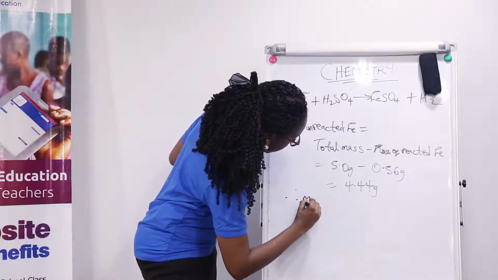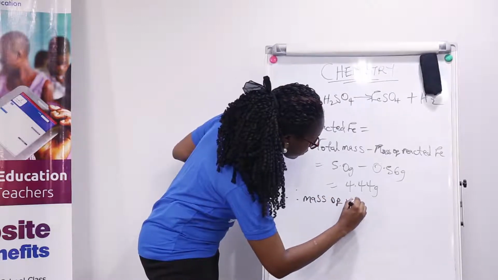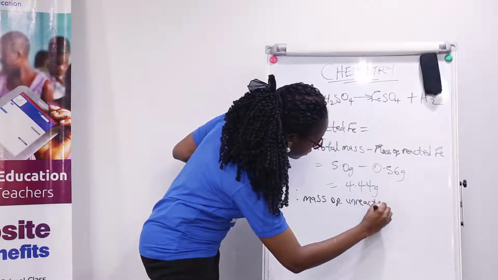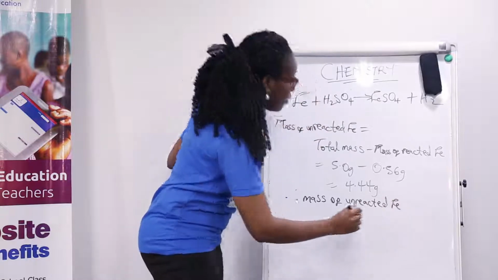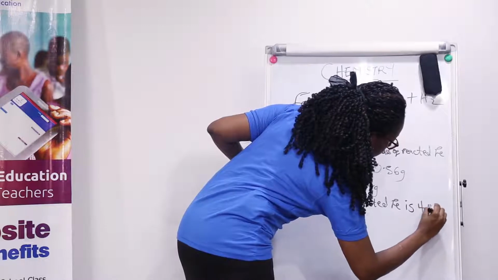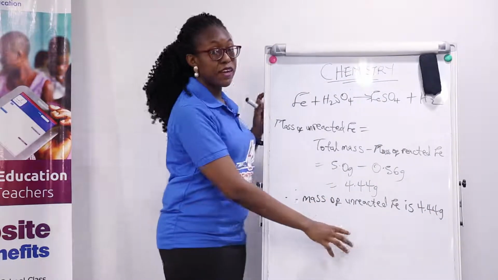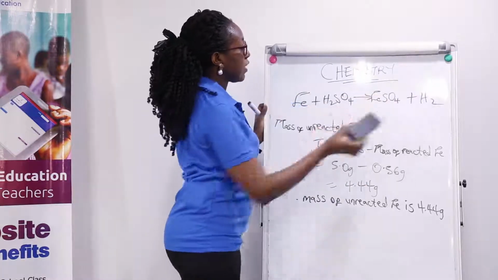Therefore, the mass of unreacted iron is equal to 4.44 grams. So this is our final answer. Now we'll be looking at the next question.